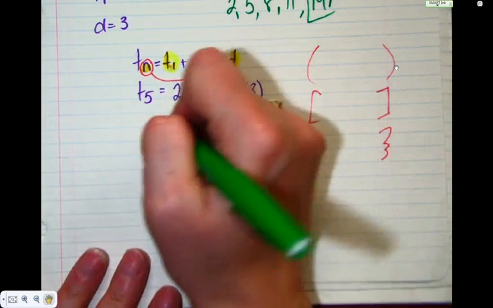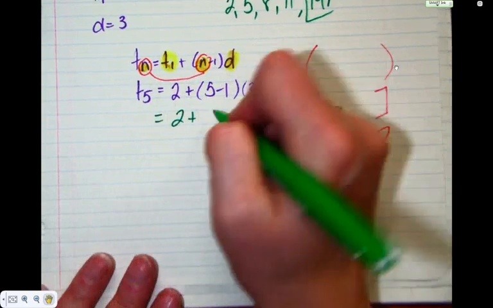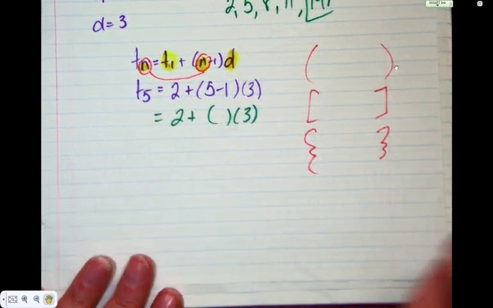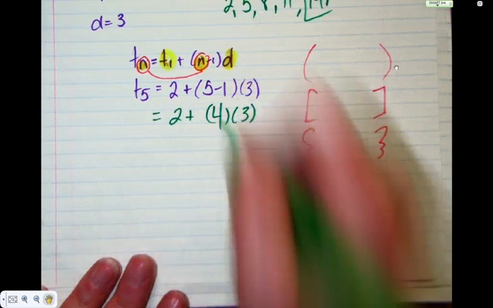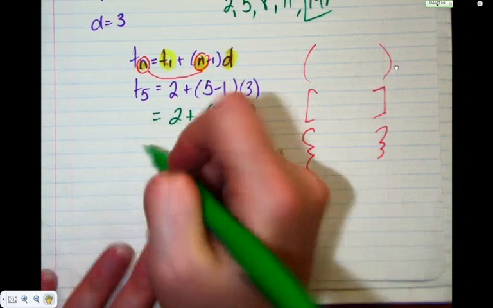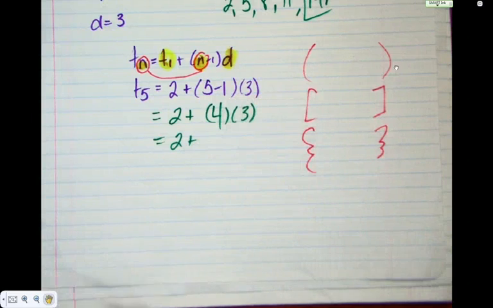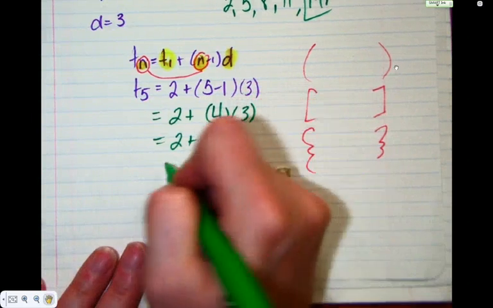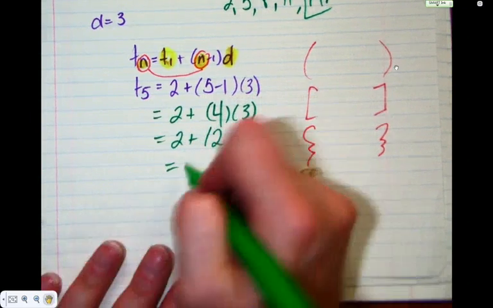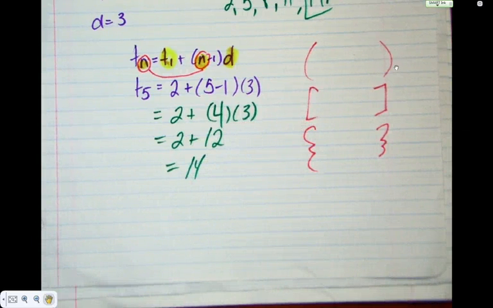Okay, so we do brackets first, which means we're going to go to that 5 minus 1, which is 4. Then we do the multiplication, which means we're doing 2 plus 12, and the fifth term is 14. Find me the 500th term in this sequence.